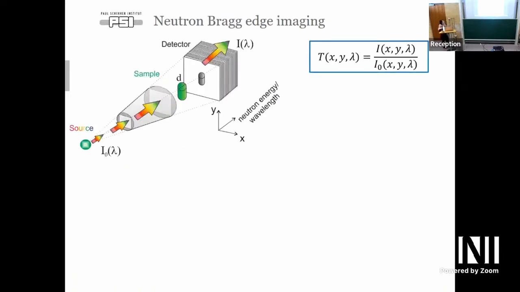The technique is basically exactly the same as a radiographic technique, but now we have a polychromatic source. We have a collimator here, our sample, and we now use a detector that can describe how many neutrons of which energy, of which wavelength, are arriving at the detector. So now our transmission is not just a function of X and Y, but also a function of wavelength. We are comparing the intensity collected by the detector when the sample is in the beam and when the sample is out of the beam.